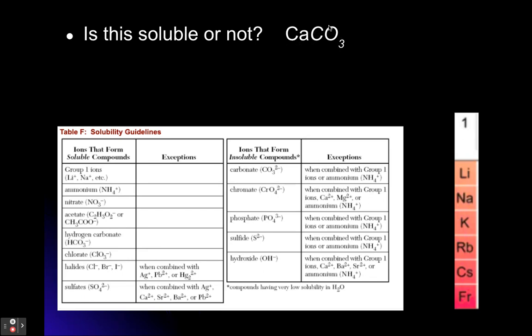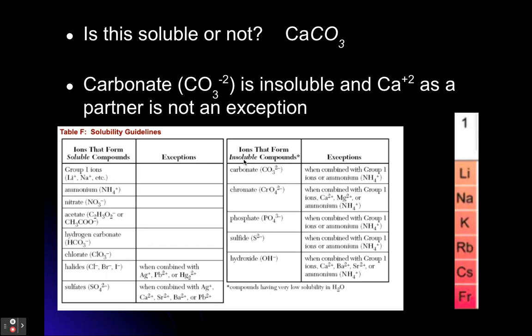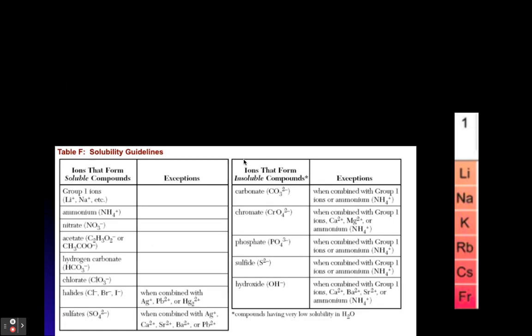CaCO3. Always start with the anion first. Carbonate. Carbonate is here and is usually insoluble. Notice we start with the rule, not the exception. Are there any exceptions to when carbonate is insoluble? Yeah, when it's with a group 1 or ammonium. Well, calcium is definitely not ammonium, and calcium's also not in group 1. So it's not an exception. So calcium carbonate will be insoluble.